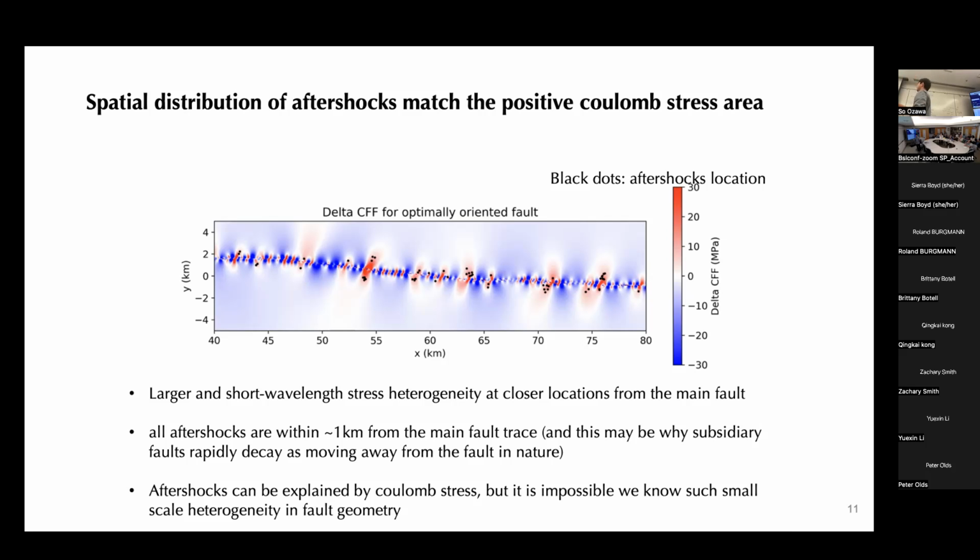So again, I just want to repeat. Aftershocks can be explained by Coulomb stress, but it is impossible for us to know such small scale heterogeneity of the geometry. That's why we apparently see that the aftershock distribution doesn't correspond well to the Coulomb stress distribution computed from the very simple long wavelength assumption for the geometry.